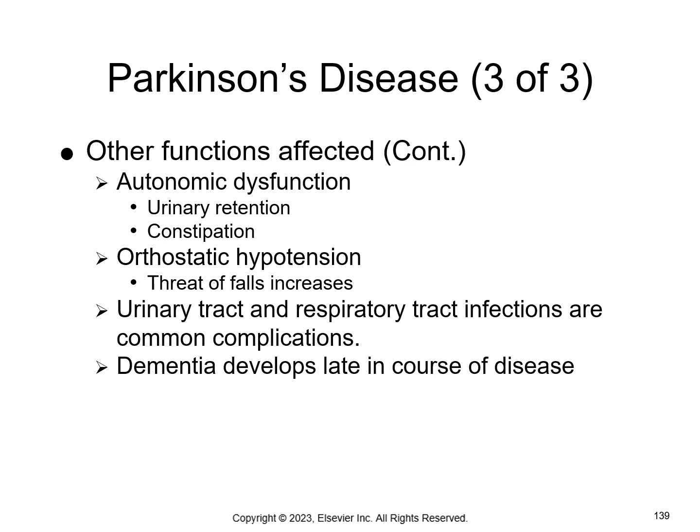Autonomic dysfunction like urinary retention and constipation, similar like we talked about with autonomic dysreflexia, so they may need assistance there. Orthostatic hypotension, urinary tract and respiratory tract infections are common here, and dementia will develop in the later courses of the disease. But in the earlier courses of Parkinson's, they're cognitively aware, they're just unable to coordinate that movement.